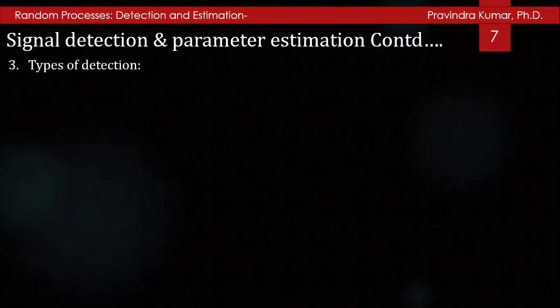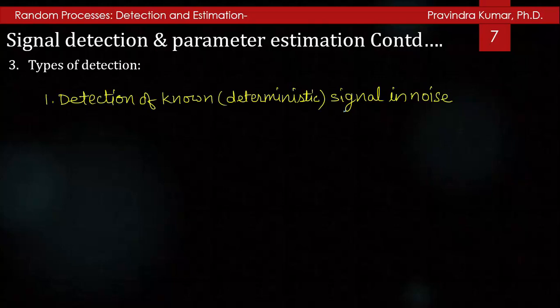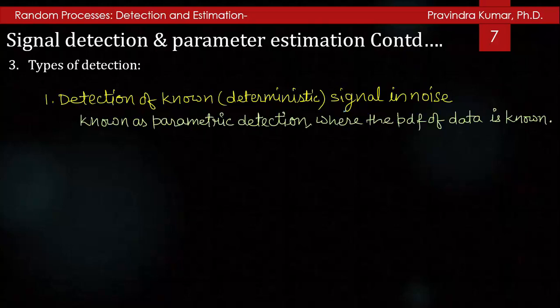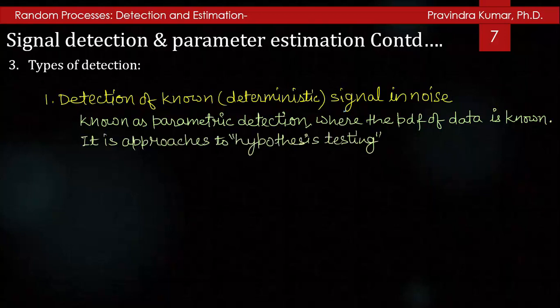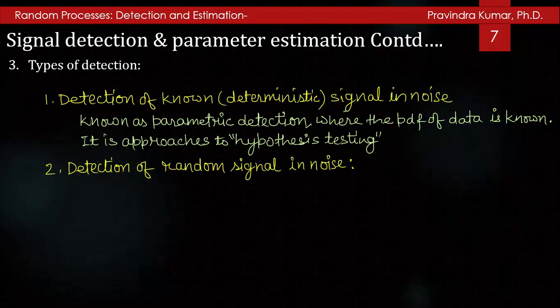So now we will discuss types of detection. Detection of a known signal or deterministic signal in noise. It is known as parameter detection, where the PDF of data is known, and the parameter detection approach is hypothesis testing. And another type of detection is the detection of a random signal in noise.